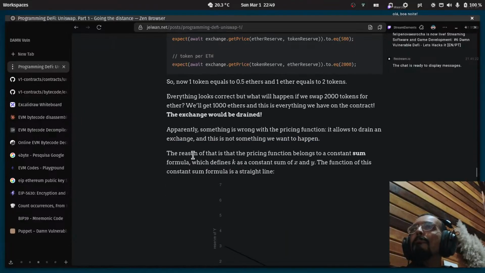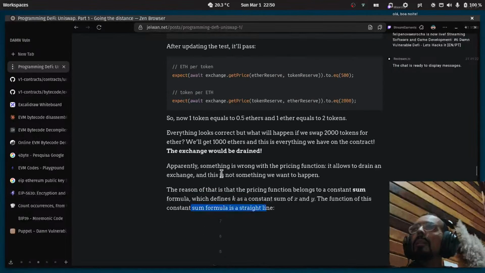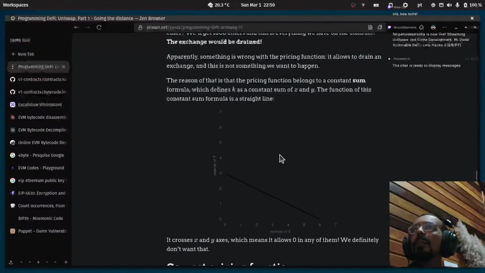The reason for that is that the pricing function belongs to a constant sum formula, which defines k as a constant sum of x and y. The function of this constant sum formula is a straight line. Okay, wait, it's a little confusing. The reason for that is that the price, wait. And they're explaining why, but that's kind of obvious, right?